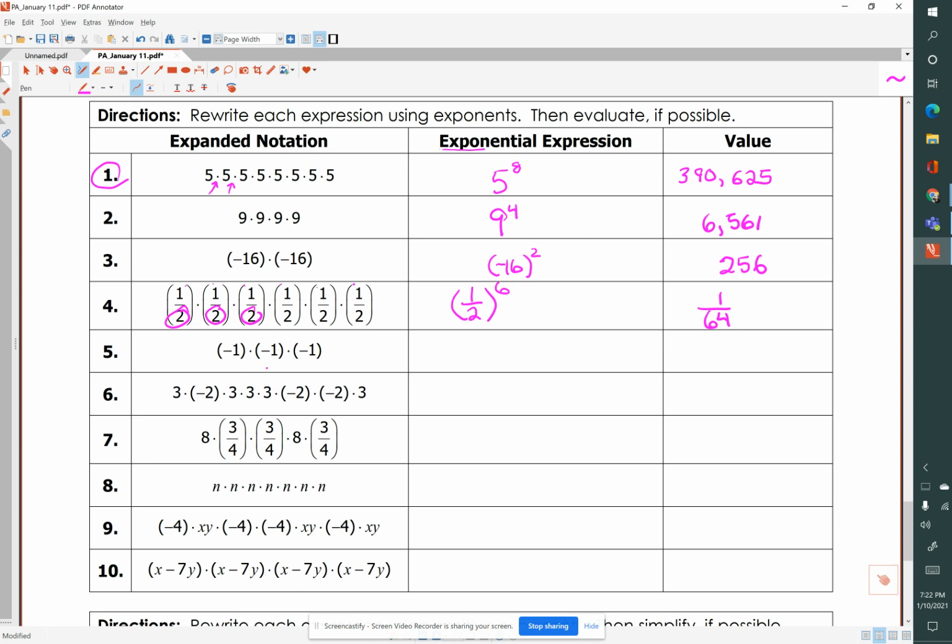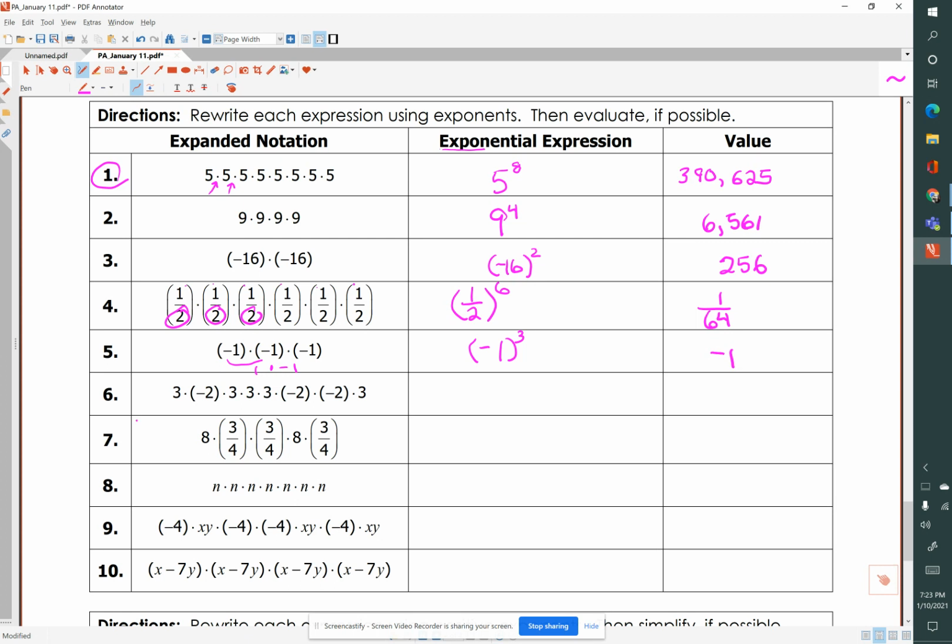We have -1 times -1 times -1. Keep the -1 in parentheses and put an exponent outside the parentheses. But you've learned a negative times a negative is a positive. So -1 times -1 is +1. But then +1 times -1 brings it back to negative again for -1.